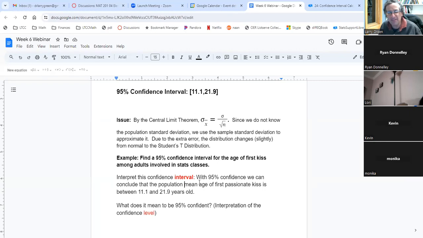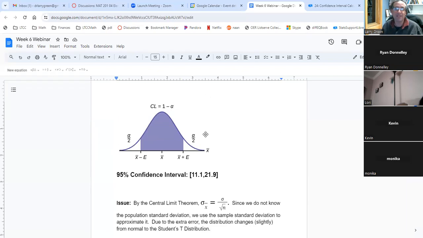So then the question is, what does it mean to be 95% confident? And let me give you a little history. I'm not sure what you mean by what about the sample. What we're interested in is a population mean. So that's what we're confident about. The sample mean, we were 100% confident of the sample mean. There's a sample mean. We got it.